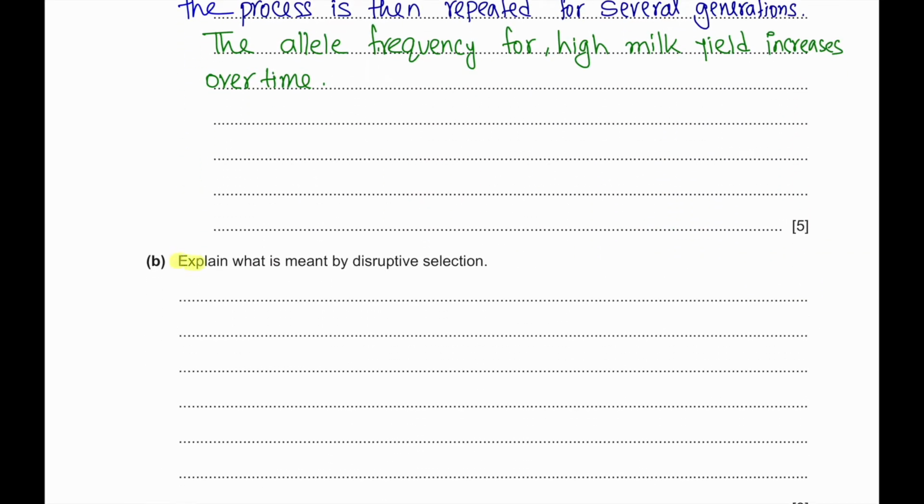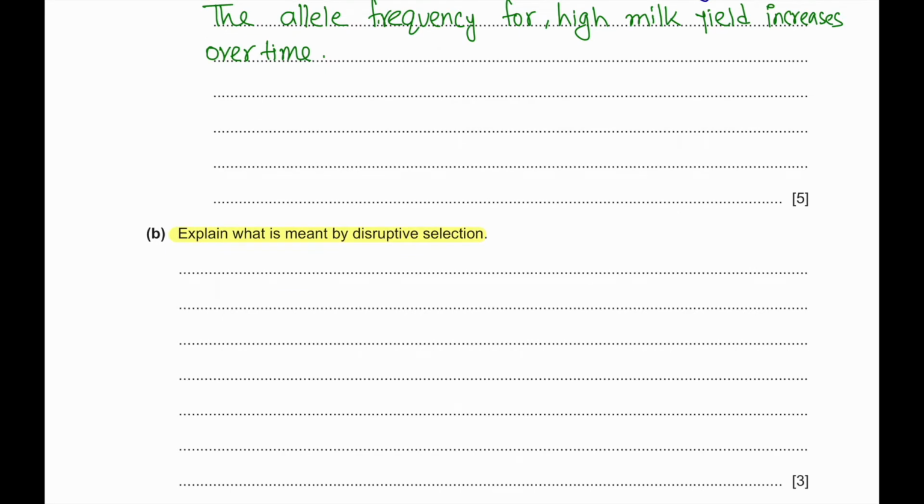Part B. Explain what is meant by disruptive selection. When both extremes are more fit to survive and reproduce, the intermediate or average are considered less fit to survive. This type of selection maintains polymorphism or genetic diversity. Disruptive selection causes a bimodal distribution and diversifies selection within the same population.